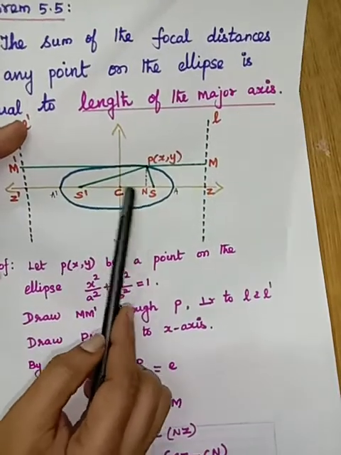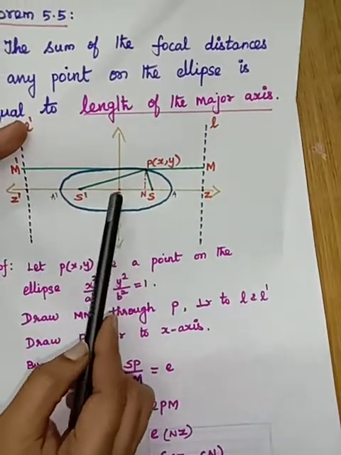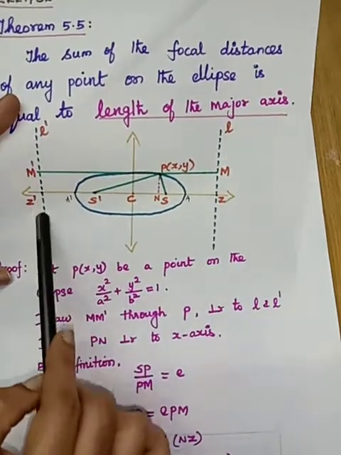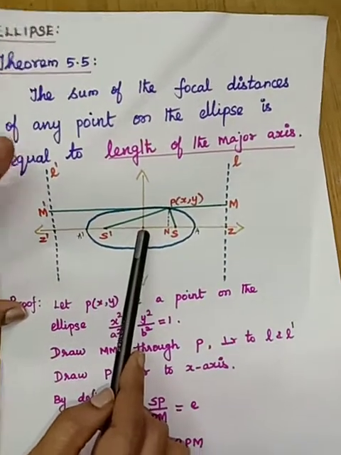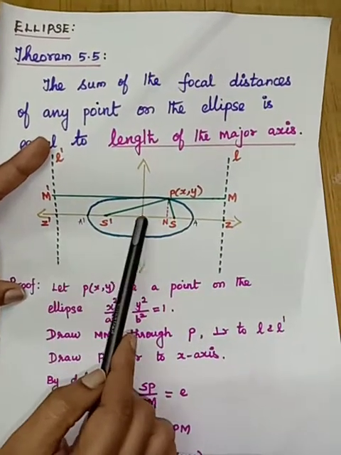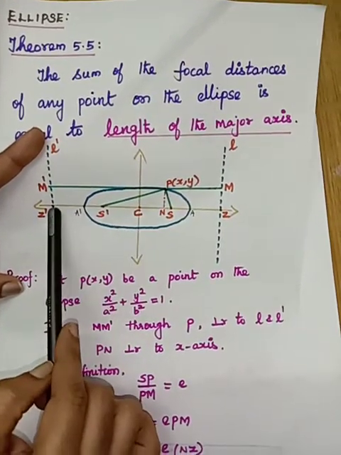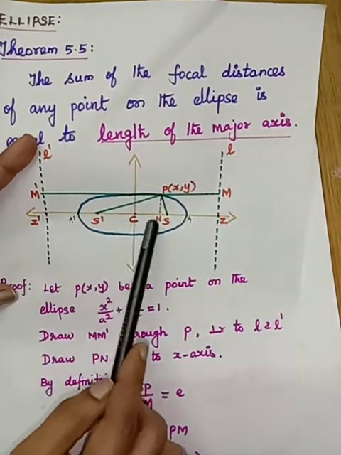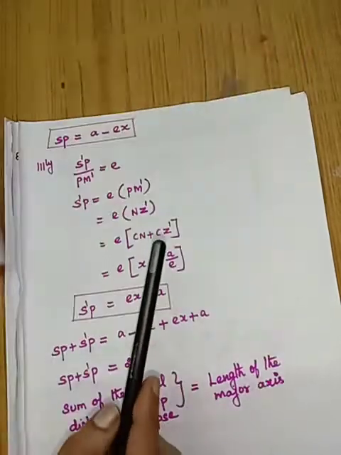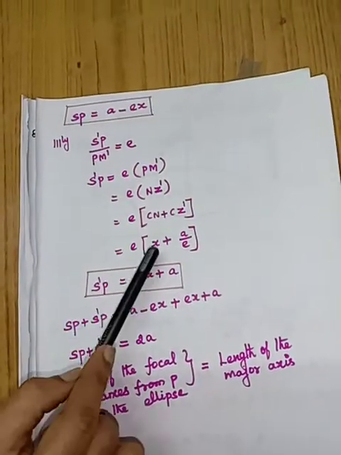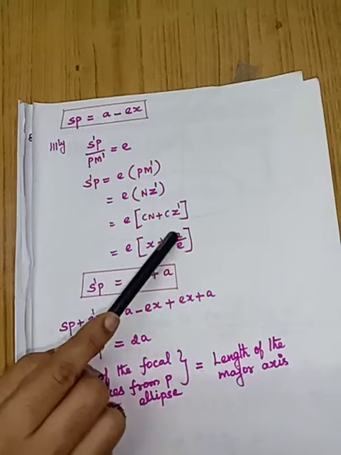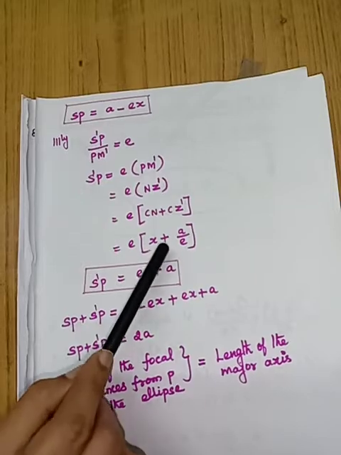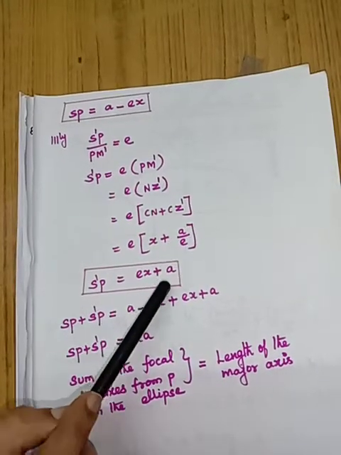What is CN? CN is nothing but x. What is CZ'? Z' is also on the directrix. So the distance between the center and any point on the directrix is a by e. So CZ' is a by e and CN is x. Here I am substituting x in the place of CN, and CZ' is nothing but a by e. Multiply by e, so it will become ex plus a, the e getting cancelled.